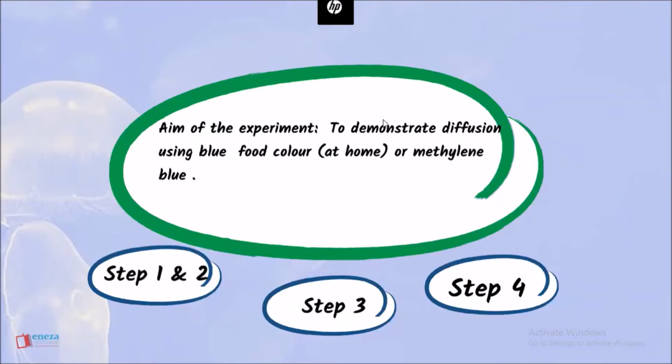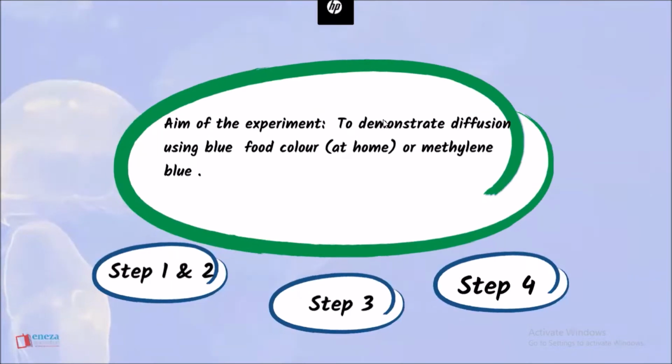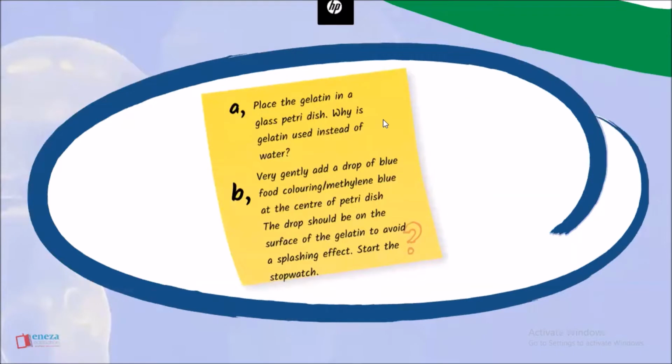Let's go to step 1 and 2. In step 1, you will be required to place the gelatin in a glass petri dish, the first one that we saw, that one that is made of glass. As you are doing this, ask yourself, why is gelatin used instead of water? In this whole process of diffusion, we have decided to use gelatin. Why are we using gelatin instead of water?